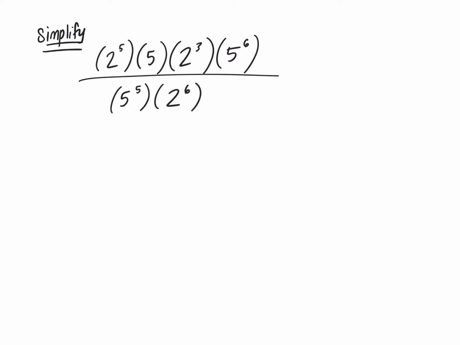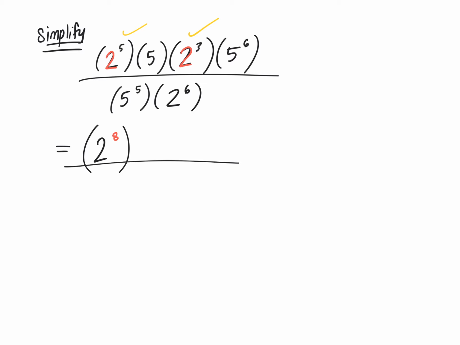Okay, so you're given a question like this, and I want you to simplify first. So, make it shorter. We're going to combine powers that have the same base. You're going to put those together, right? So I have 2 to the power of 5 times 2 to the power of 3. What's a shorter way of writing that? 2 to the power of 8. Good. So we've just simplified this for my numerator.